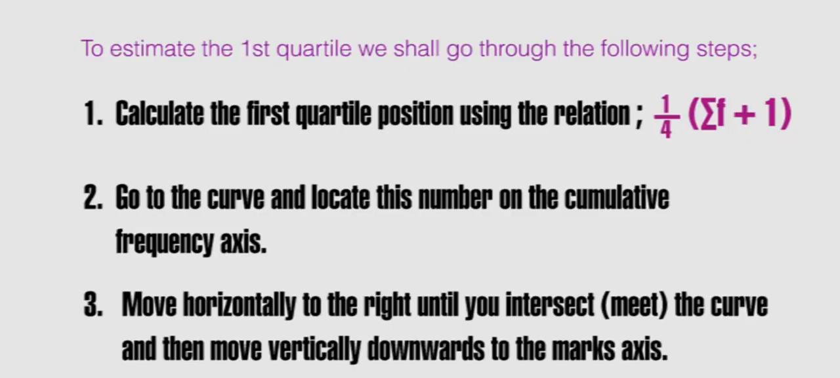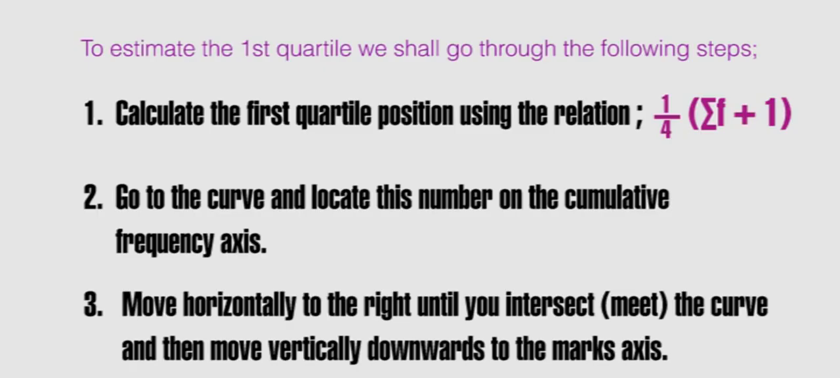Thank you very much. To estimate the first quartile, we shall go through the following steps. 1. Calculate the first quartile position using the relation: it can be 25% of the total frequency plus 1, or 1 over 4 times the total frequency plus 1. In statistical terms, the total frequency is represented by sigma f. The sigma is a Greek letter.